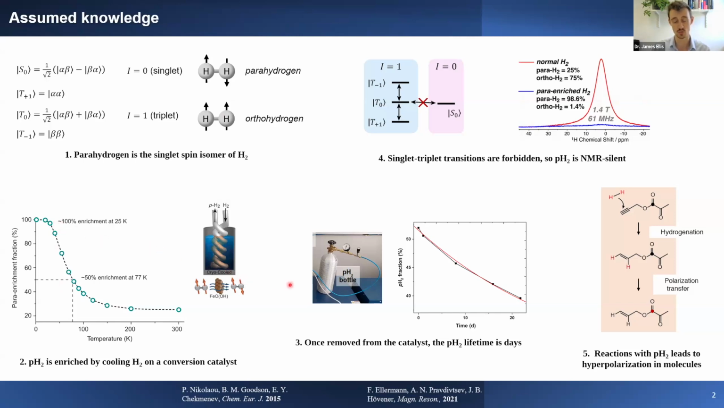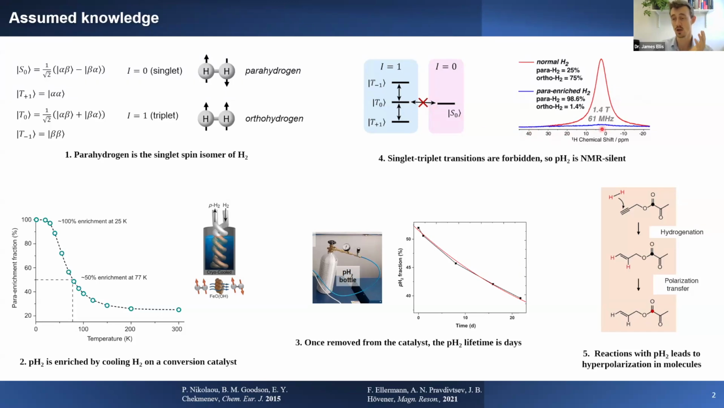And we already know that once you remove the hydrogen from the catalyst, it can be stored in bottles for days. And here's a nice plot showing that from Fro and Ellerman's recent paper, where the lifetime of parahydrogen is many days in an aluminium canister. We also know that the singlet state in the hydrogen molecule is what we call NMR silent, because these singlet-triplet transitions are forbidden. So if we just measured parahydrogen gas, we would see no NMR signal.